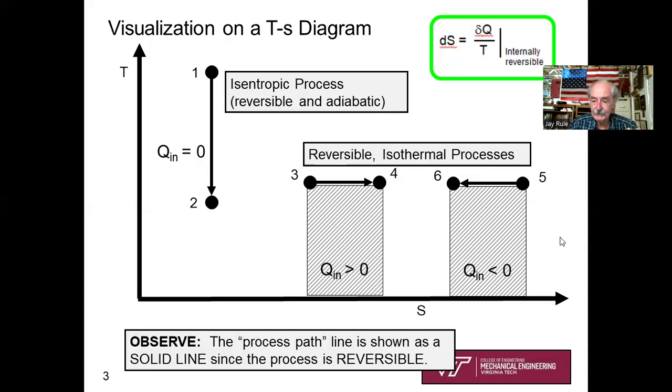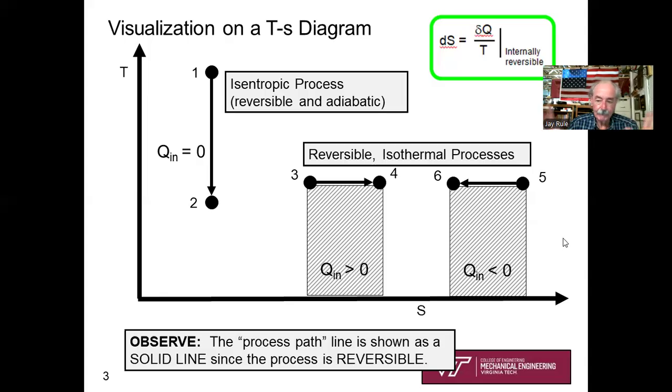Process 5 to 6. It's occurring at the same temperature, but it's going right to left. In other words, what will the area under the curve from 5 to 6 be? It's going to be less than 0. You're integrating right to left. You can see with your eyes what the heat transfer is. It's that rectangle, but it's going to be a negative number.